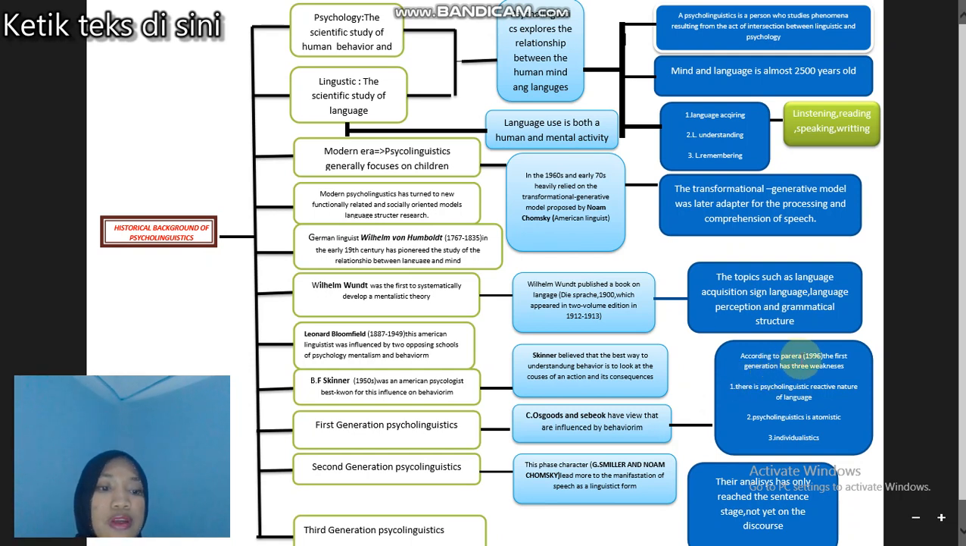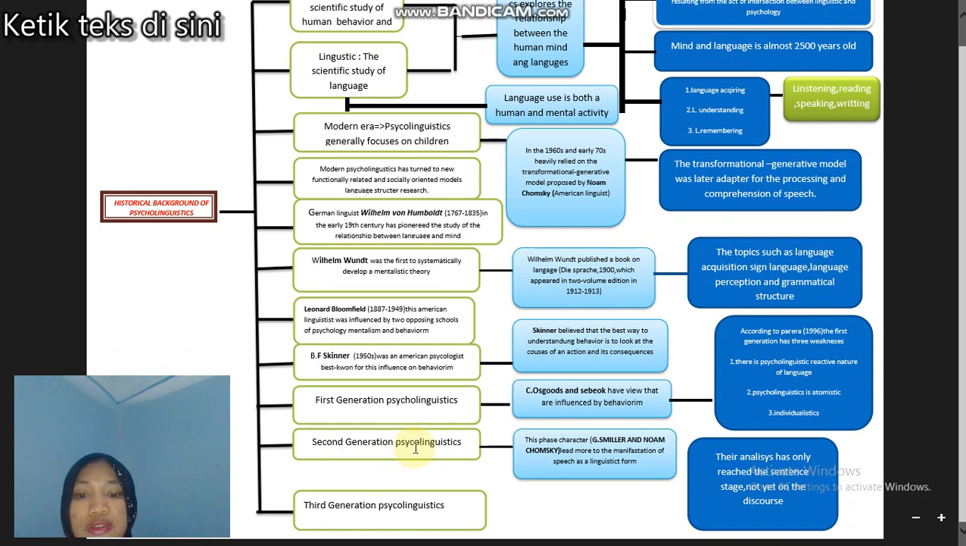According to the paper, the first generation has three weaknesses. The first is that it treats the reactive nature of language, the second is that it is atomistic, and the third is that it is individualistic.